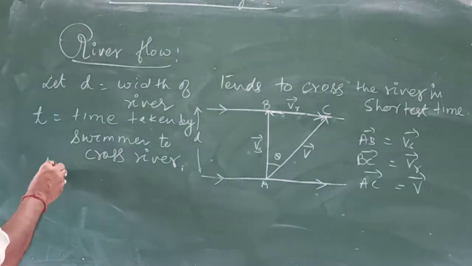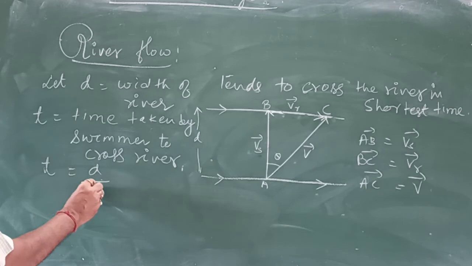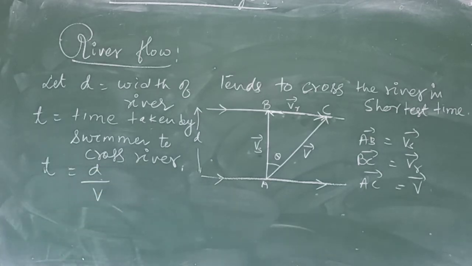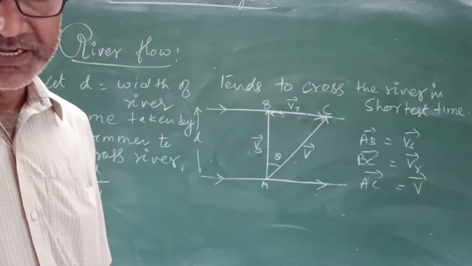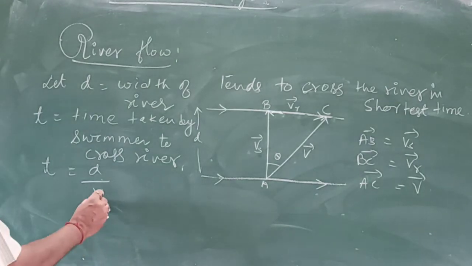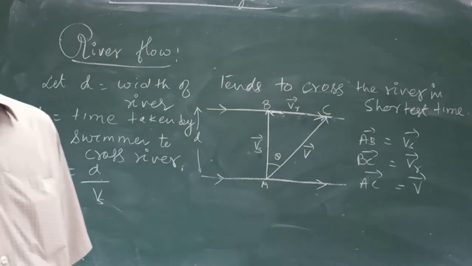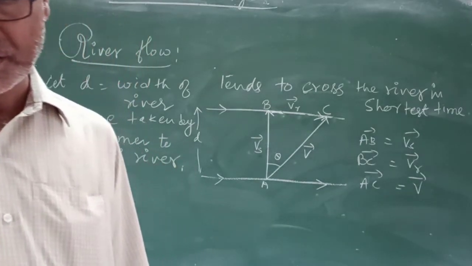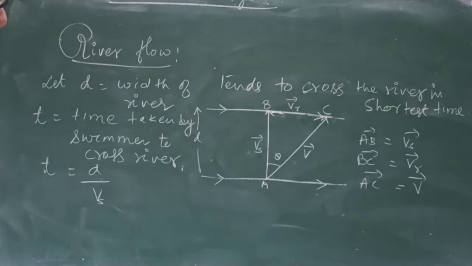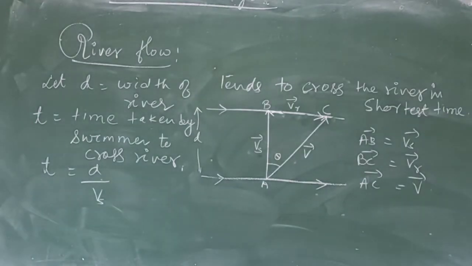Therefore, T is equal to distance by velocity of the swimmer. Is it clear? In this way, the swimmer tends to cross the river in the shortest time.